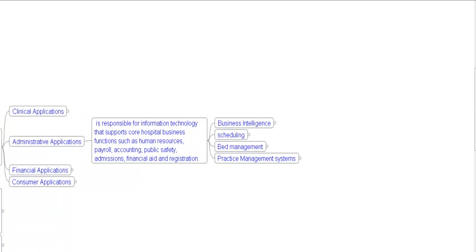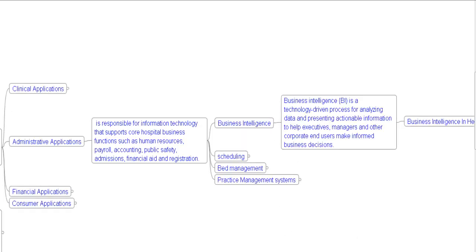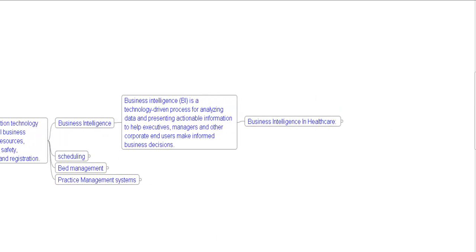The following applications come under administrative applications: business intelligence, scheduling, bed management, and practice management systems. Business intelligence is a technology-driven process for analyzing data and presenting actionable information to help executives, managers, and other corporate end users make informed business decisions. Business intelligence in healthcare.